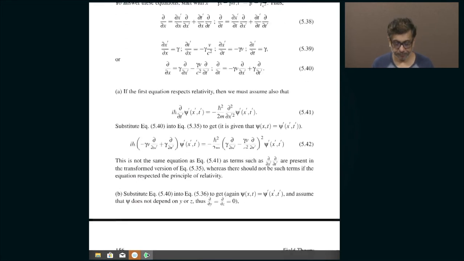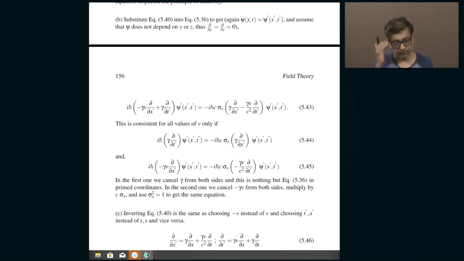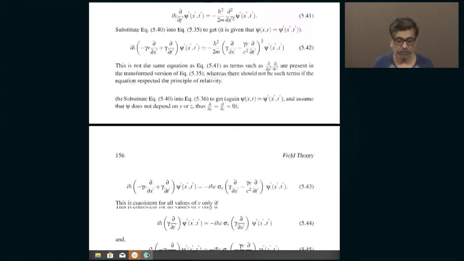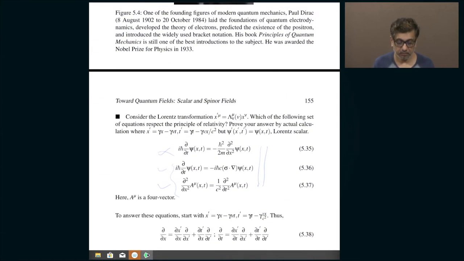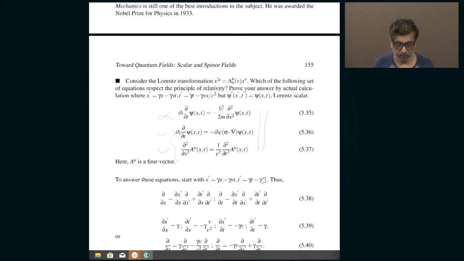All right. So what I've been able to show, by working out these problems in detail, is that the first one is not consistent with special relativity. After all, what is the first one? It's basically the non-relativistic time-dependent Schrodinger equation. That's 5.35. That's not consistent with special relativity.